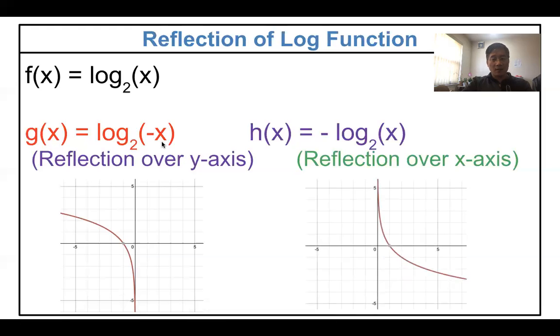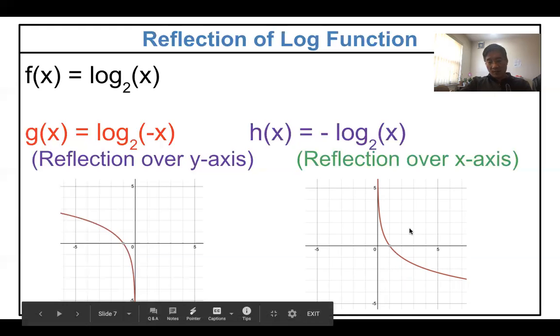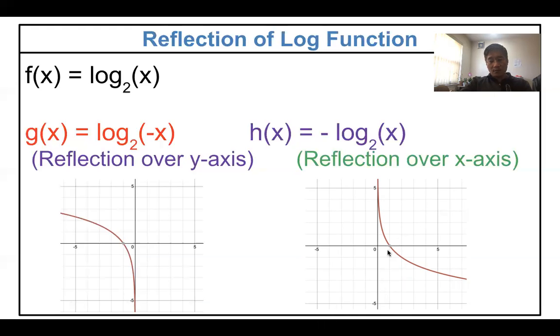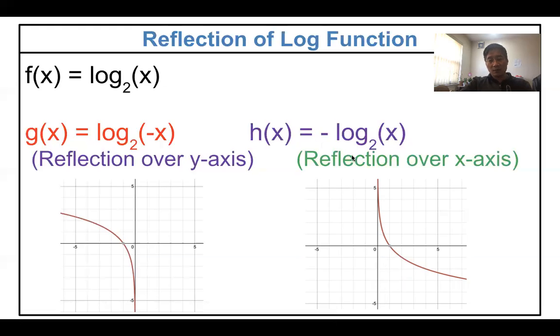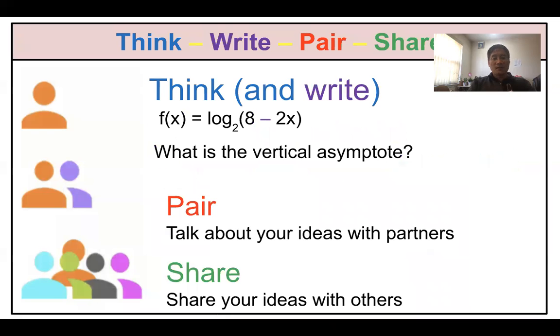But now h of x, originally the graph was like this. Negative became positive and positive became negative because you multiply the log function by negative. So we say this is a reflection over the x-axis. Remember this? So you understand this, right? Then let's think about this.